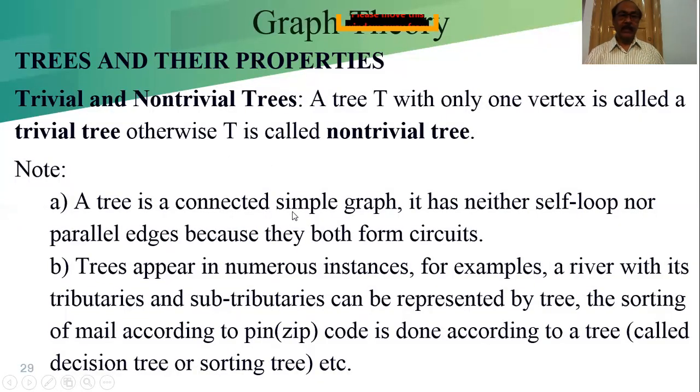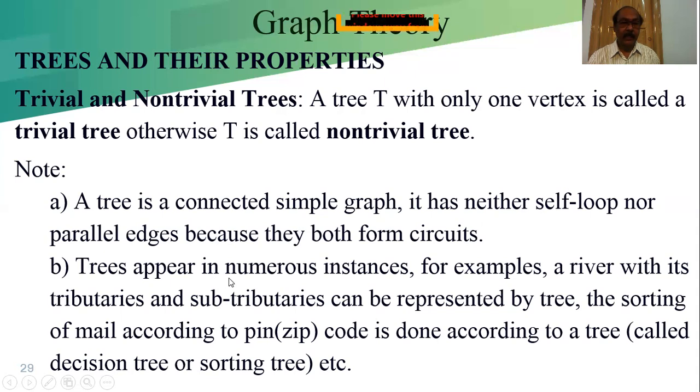Note, a tree is a connected simple graph. It has neither self-loops nor parallel edges. If a self-loop is there, that means there is a circuit. If there is any parallel edge between two vertices, then there is a circuit also, because they both form circuits.